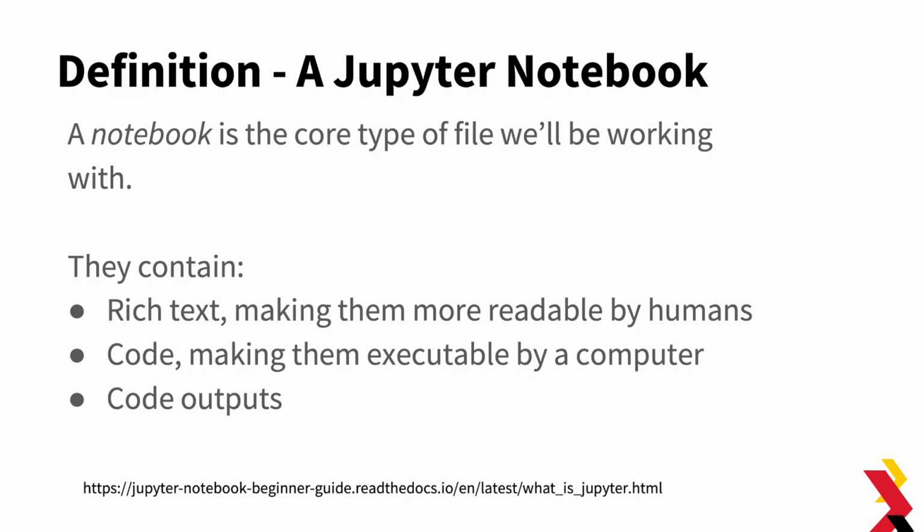Now, what is a Jupyter notebook? A Jupyter notebook is the core type of file that we'll be working with in this class. A Jupyter notebook contains a combination really of three different things that kind of make our life easier as a developer. It contains rich text, which allows you to do nice text formatting, headers, links, etc. to make your code more readable, and so we can include things like instructions. It also includes your code, right? So this document is actually executable by the computer. And lastly, as you've seen, it actually stores the outputs of your code, which can be useful for sharing your results with other people.